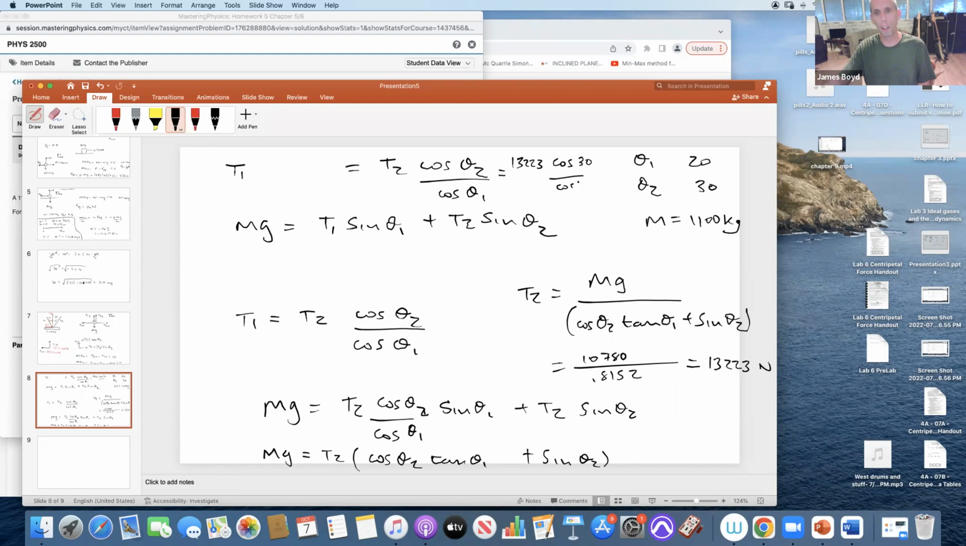Now T2 is 13,223, and I put this in here, then T1 is 13,223 cos of 30 over cos of 20. So 13,223 cosine of 30 divided by cosine of 20. And I get 12,186 newtons.